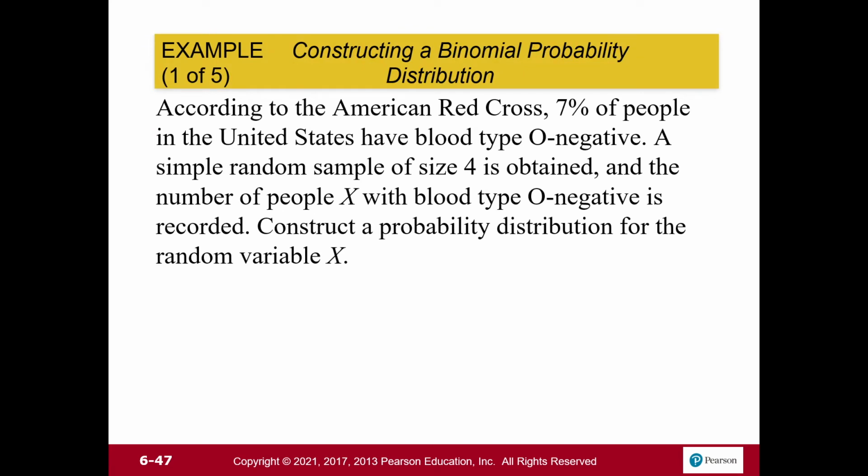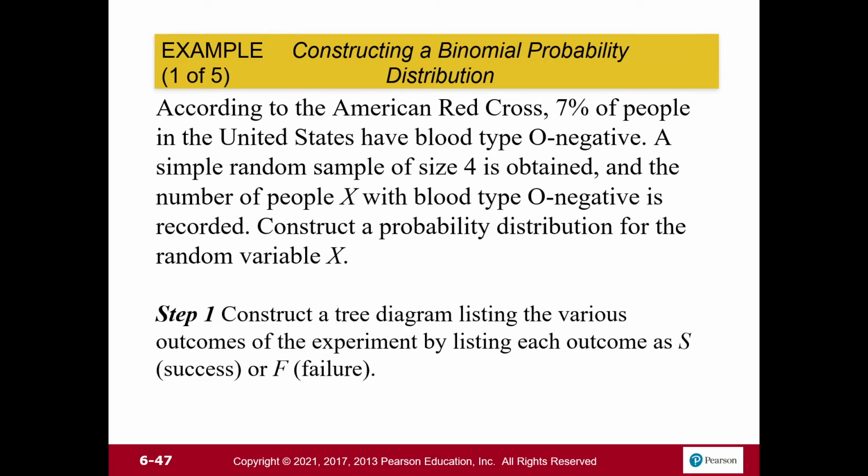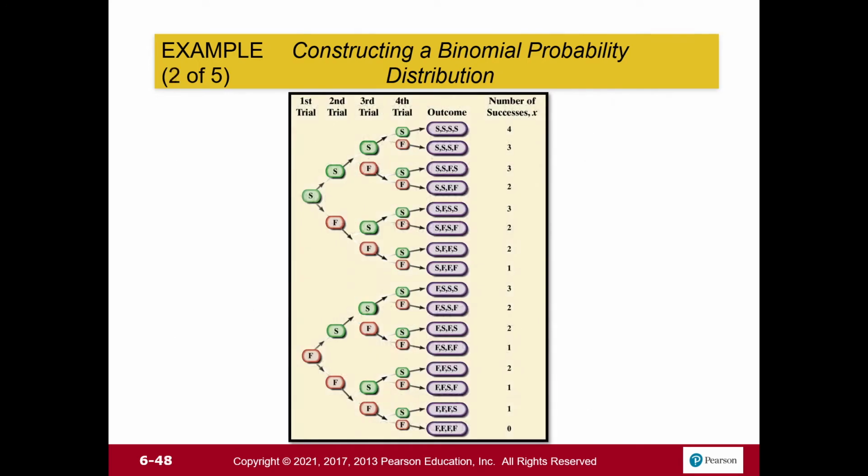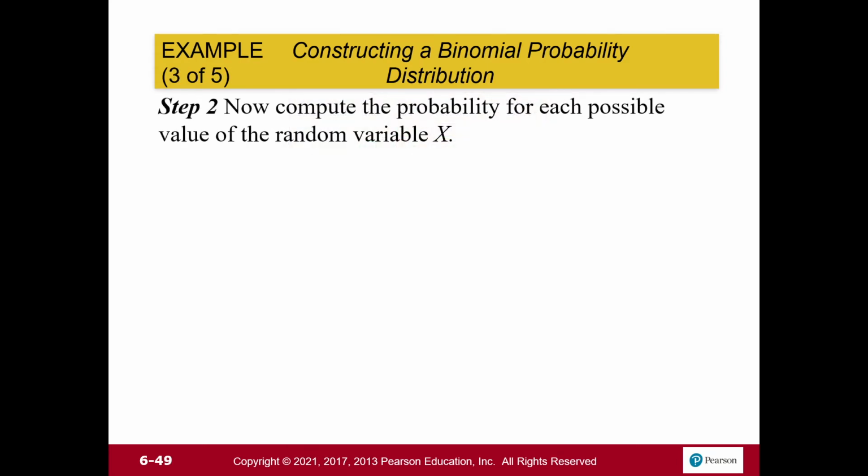According to the Red Cross, 7% of people in the US have blood type O negative. An SRS of size 4 is obtained, and the number of people X with blood type O negative is recorded. Construct a probability distribution for the random variable X. So we're going to construct a tree diagram. Now compute the probability of each possible value of the random variable.